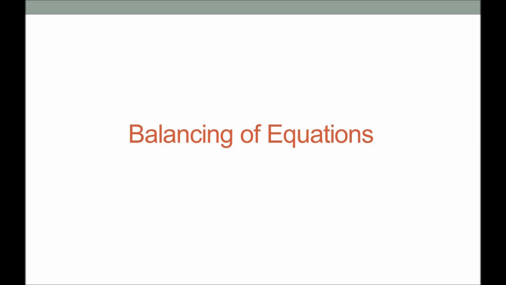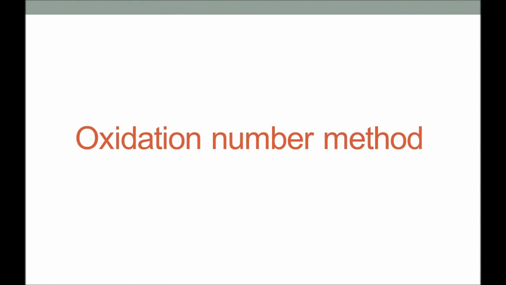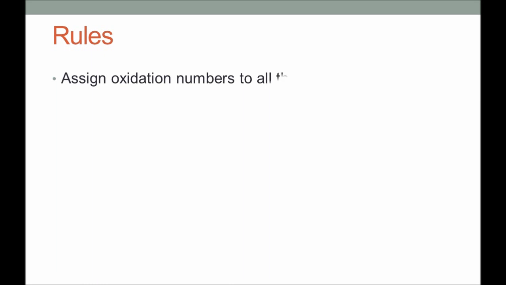What we are going to do today is see how we can balance equations. This balancing is based on redox reactions, and the first method that we are going to adopt today is called the oxidation number method. The rules for balancing equations using the oxidation number method are outlined here.